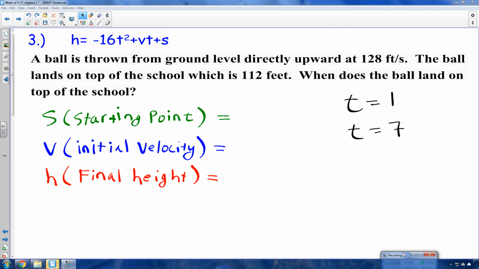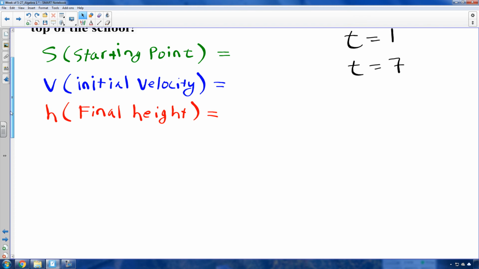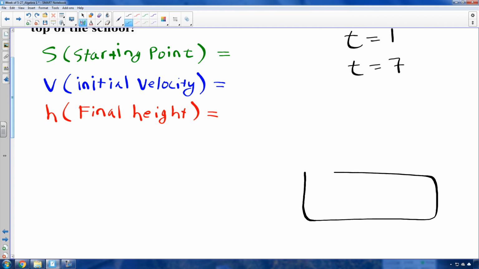So here's school, okay? S-C-H-O-O-L, there we go. Has a little flag on it, maybe. There we go, cool. So we know the ball is launched up from ground level. We got this person down here at ground level, and they throw the ball. And it comes up like this, and then it lands on the school.